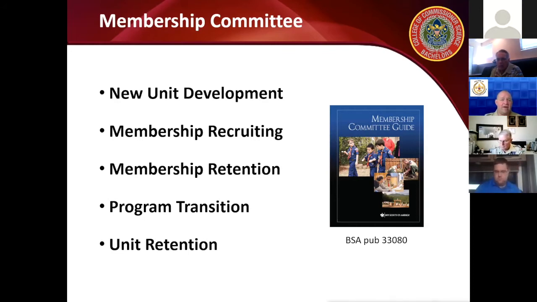The publication over here on the right-hand side, if you'd like to learn more information about the membership committee, pub 33080 is the one you'd want to look at. So lots of additional in-depth information there.